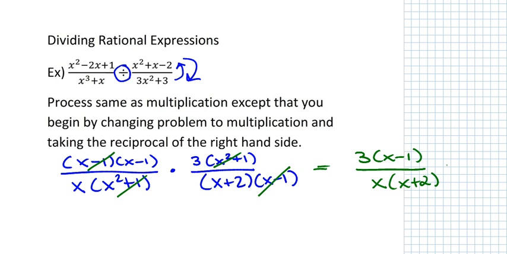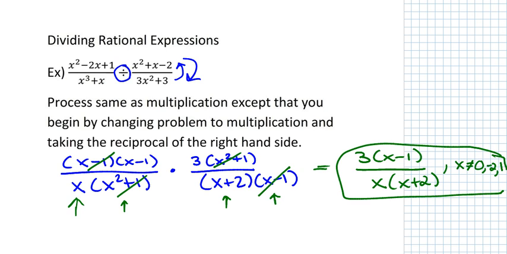The last thing you need to do is list the restrictions, what x cannot equal. Well, if you look here, x cannot equal 0, because that would make that equal 0. X squared plus 1, there isn't a number that you can put in that would make x squared plus 1 equal 0. Here, negative 2. And here would be positive 1. And those are your final answers. So the restrictions are not based upon your end answer. It's based upon what you started with. What would make the denominator equal to 0?